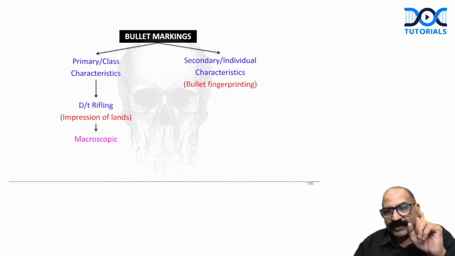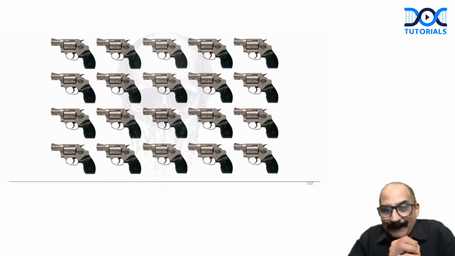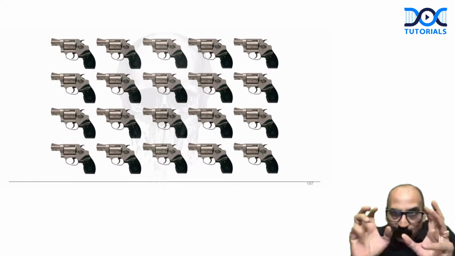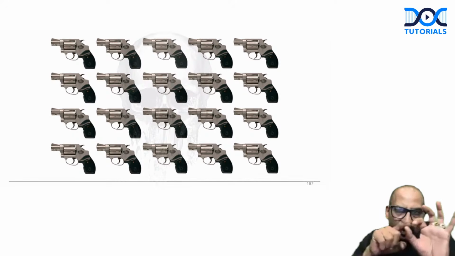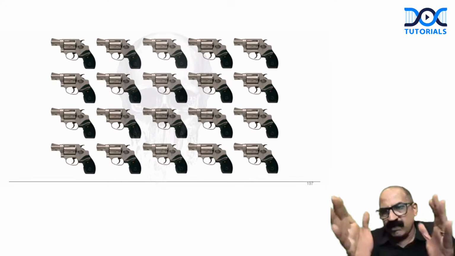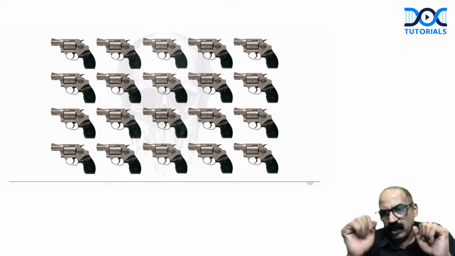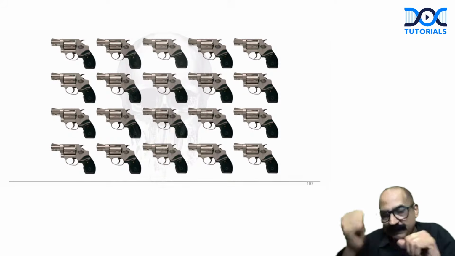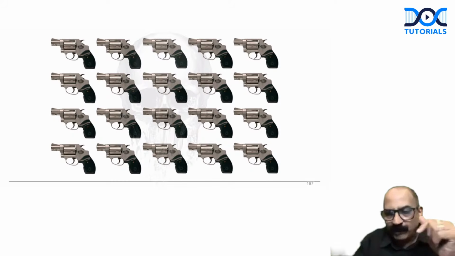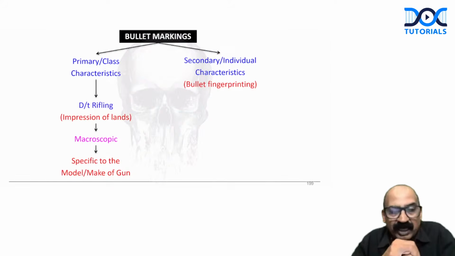It is specific to the specific model, because imagine tomorrow I start a gun manufacturing company. I use only one broach for rifling. If I manufacture 20 revolvers, in all 20 revolvers the lands and grooves are the same. If 20 of you fire 20 bullets, in all 20 bullets the primary markings are the same. So it helps to know the make of the gun or model of the gun.